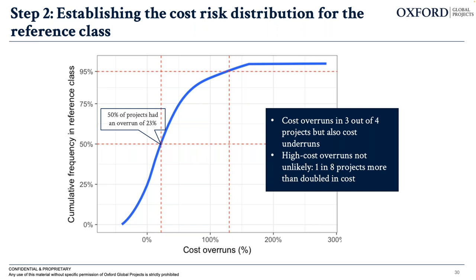We now have on the Y axis the cumulative frequency of the projects. So we can say here that, okay, 50% of the projects had an overrun of 23%. That's pretty close to what they internally said would have to be their uplift, right? We can also see from this reference class that cost overruns are pretty common, in that 3 out of 4 projects suffer from overruns. There are also some underruns. And we also have really high cost overruns, which are not unlikely, with 1 in 8 projects more than doubling in cost.